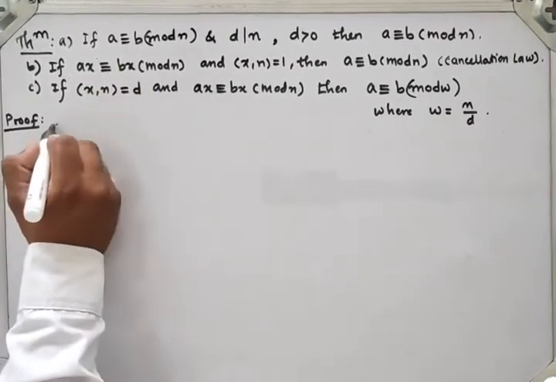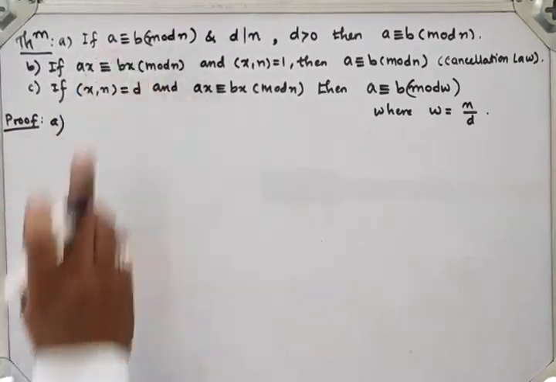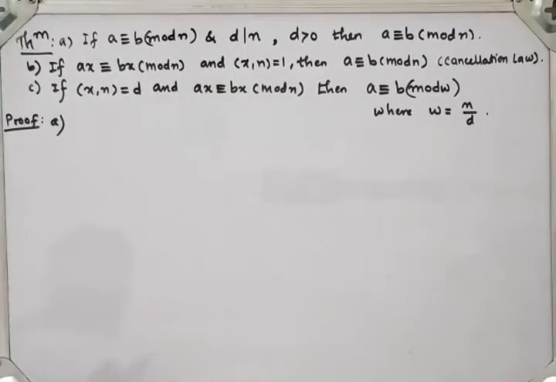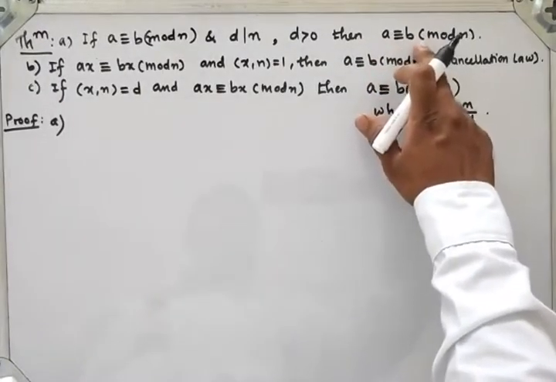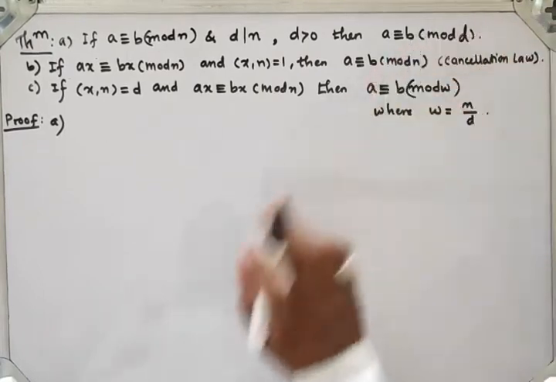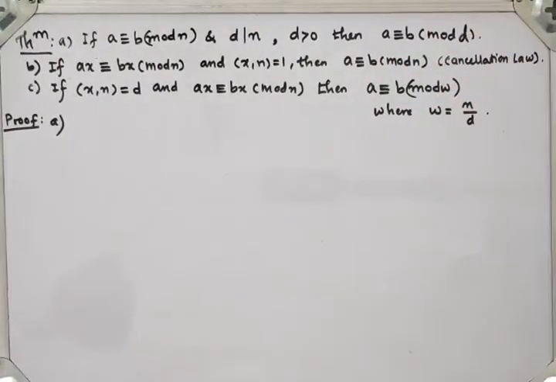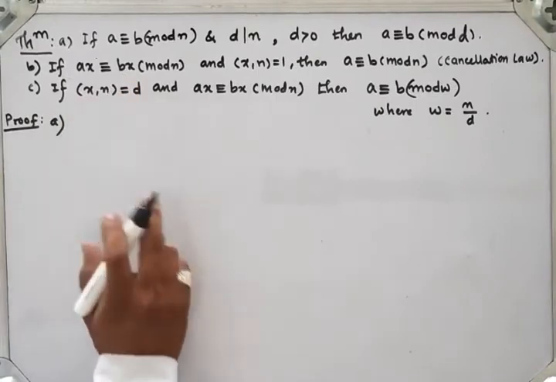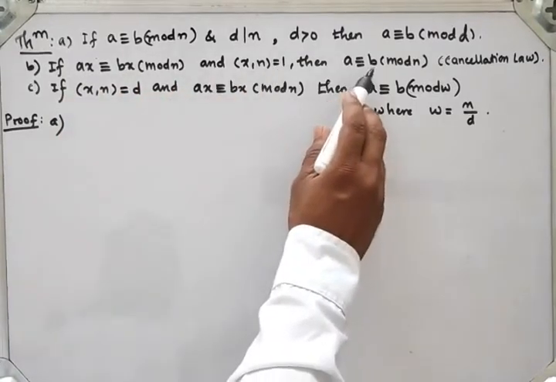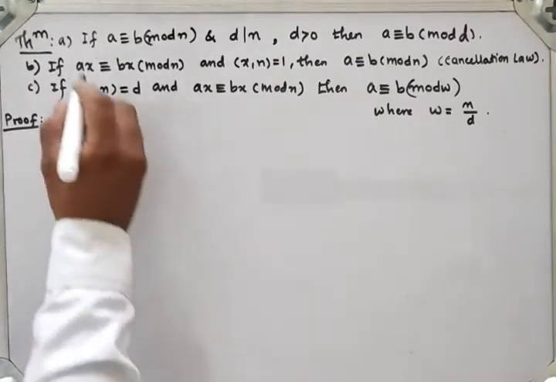First, what we have given here is a is congruent to b modulo n and d divides n, then our statement is a congruent to b modulo d, so we have to prove a congruent to b modulo d. And the second one, ax congruent to bx modulo n and GCD of x and n is 1, then a congruent to b modulo n. So let's prove the first.